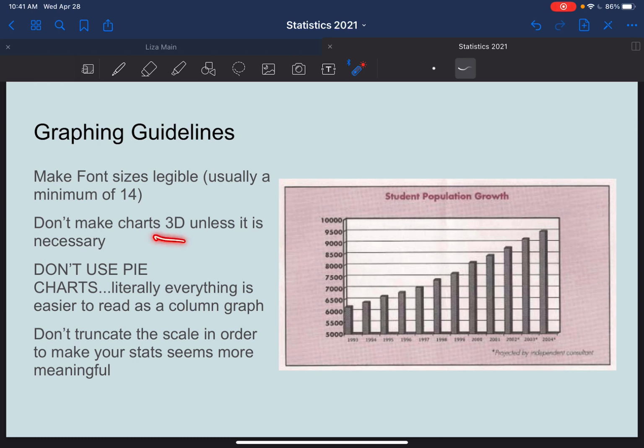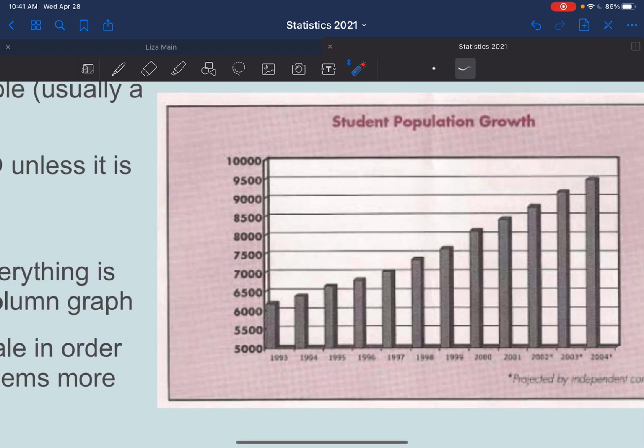Again, don't make a chart 3D. Like this, I don't know if you can tell, this goes back. And people struggle with 3D charts because they don't know, and can I zoom in? I can. Okay. So like, should you measure to the front of the bar or the back of the bar? That's one of the problems with making a 3D chart. You don't know where the line actually goes. I think on this one, it's the back. I don't know. It's vaguely terrible.